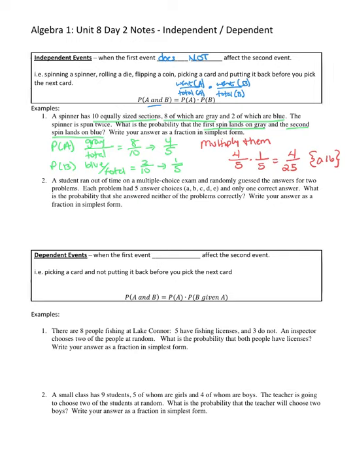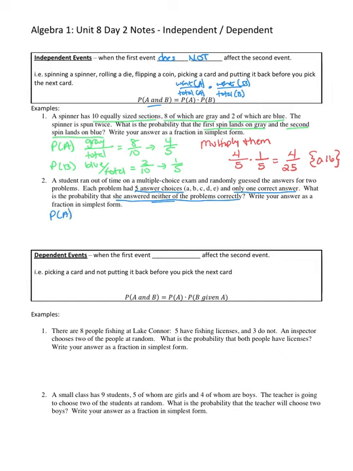Let's do another one. A student ran out of time on a multiple choice exam and randomly guessed the answers for 2 problems. Each problem had 5 answer choices and only 1 correct answer. What is the probability that she answered neither of the problems correctly? All right, this one you've got to think about. It's kind of why I like it.